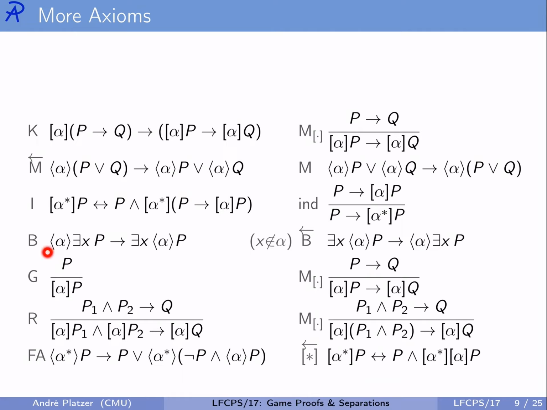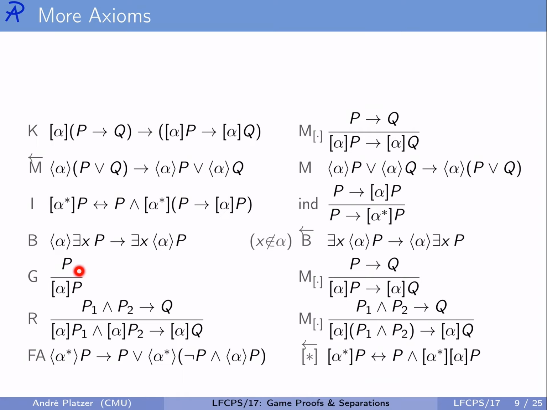And now, read as a hybrid game. If Angel has a winning strategy in the hybrid game alpha to get to a state where there is an x such that P is true, then there is an x such that Angel has a winning strategy in the hybrid game alpha to get to a state where P holds true, and likewise backwards.